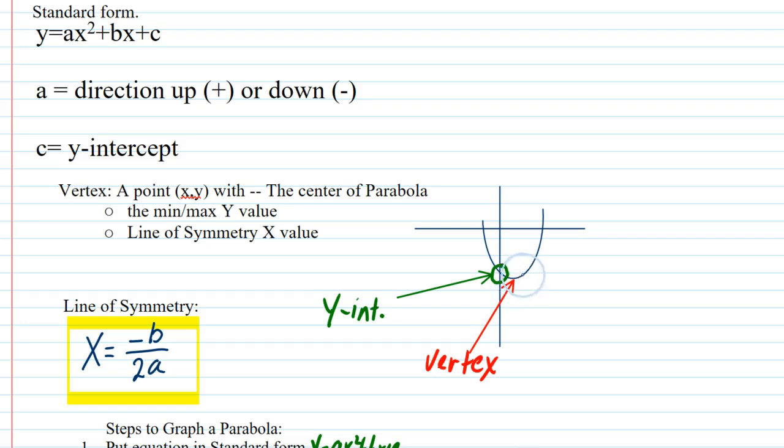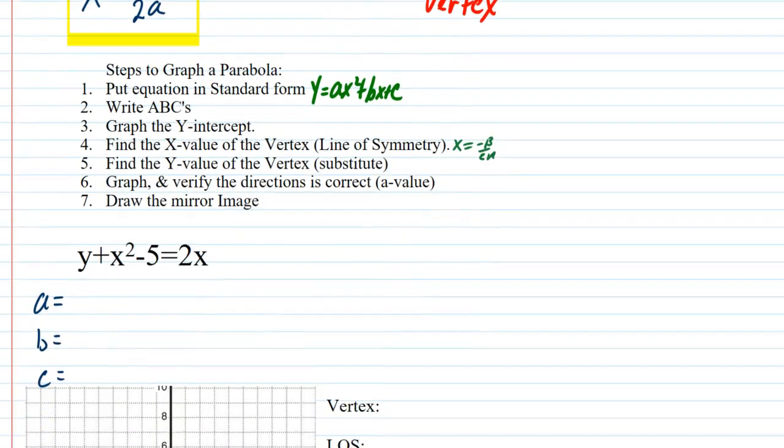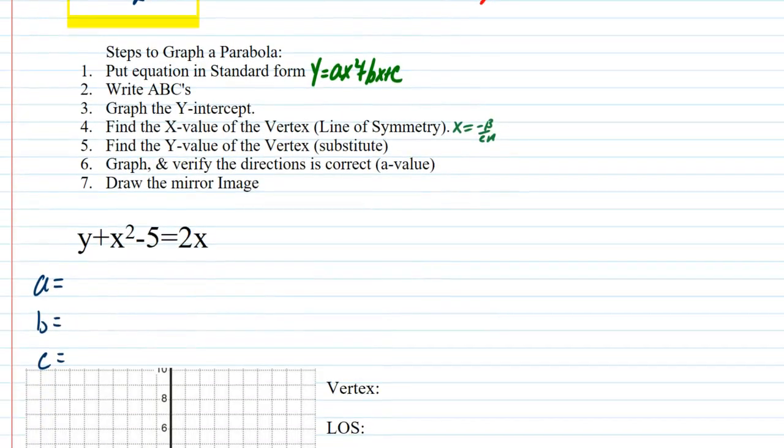It also contains the min and max y values, and it contains the line of symmetry, which is the imaginary line going through the center. The line of symmetry is x equals negative b over 2a. Here are the steps for graphing a parabola.